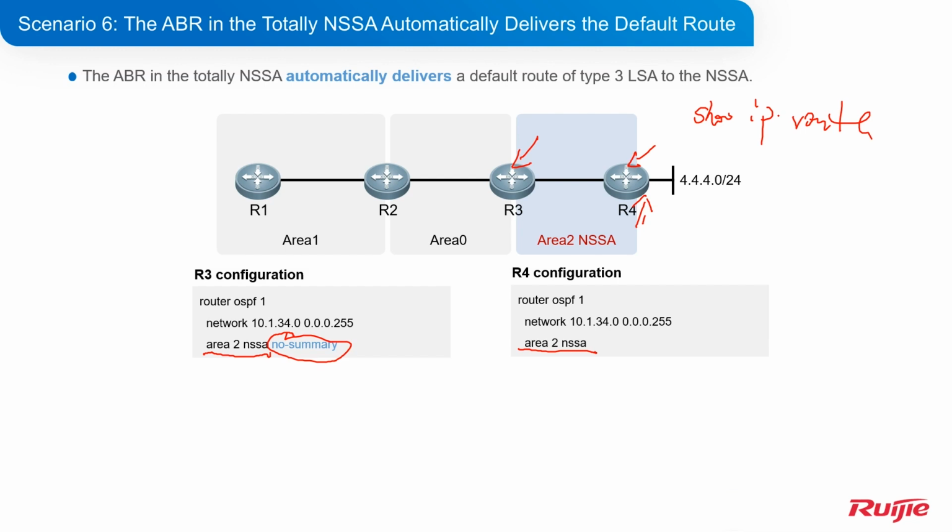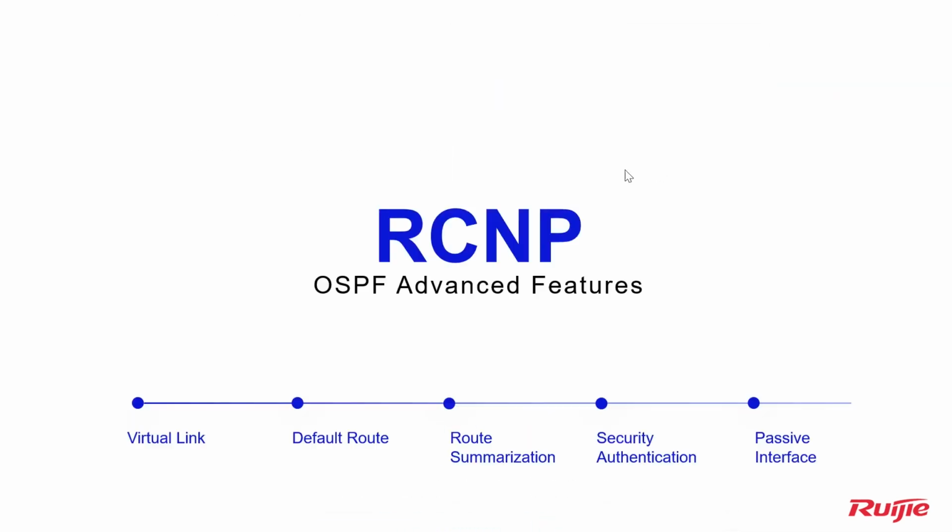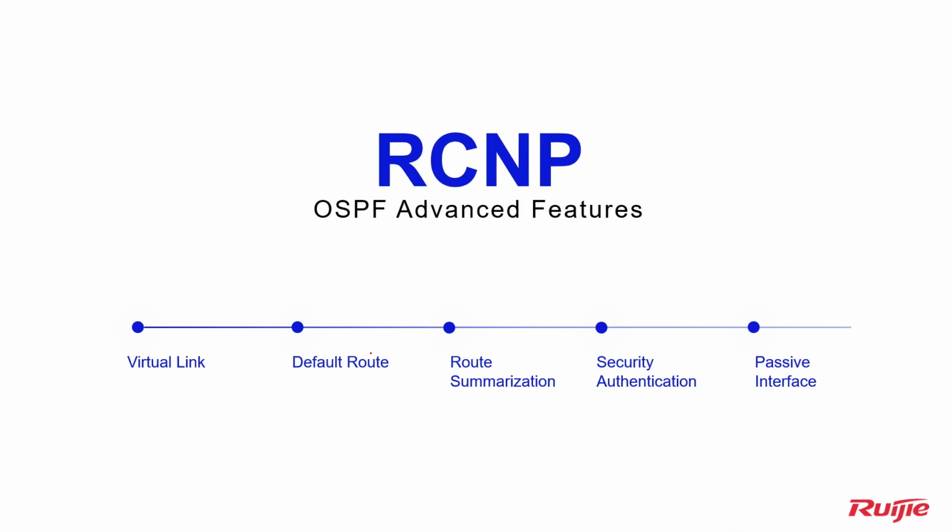If we use the default-information originate always command, it can sometimes cause problems in the network, so be careful using this command. Maybe sometimes the routers belonging to the OSPF domain can't access the external network, because our device doesn't have the default routing entry. Okay, so this is the part about the default route.